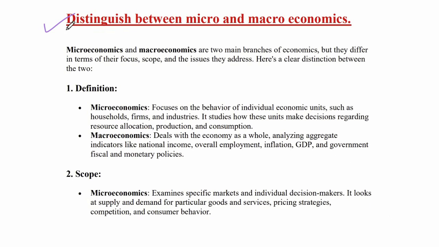So in this video, we'll learn about micro and macroeconomics. Microeconomics and macroeconomics are two main branches of economics. Micro means small individual units, macro means large aggregate units. They differ in terms of their focus, their scope, and the issues they address. Here is a clear distinction between the two. Let's look at the definition.